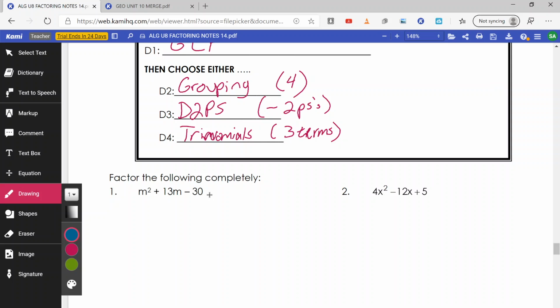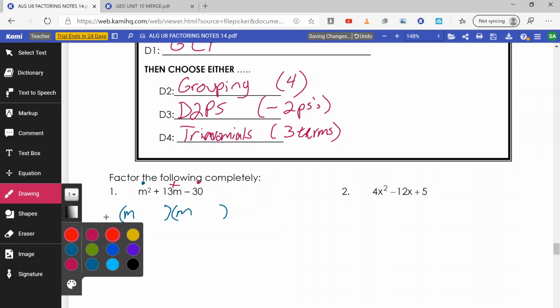So m squared plus 13m minus 30. I prefer the fact that if I can factor this, this means I end up with 2 sets of parentheses. The first term in each one is going to multiply to m squared. So how do I do that? Well, the only way I can get m squared is if I do m times m. Next thing I have to look at are my numbers. So in parentheses, I'm going to have 2 numbers. And they have to do 2 things. They are going to have to multiply to be negative 30. And they have to add to positive 13.